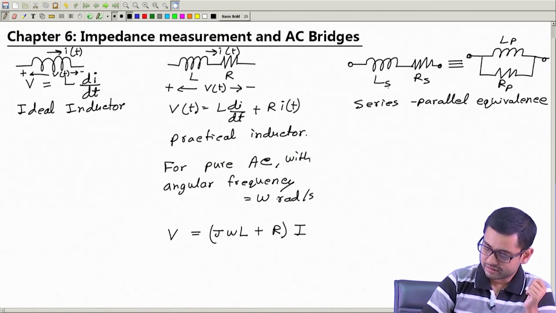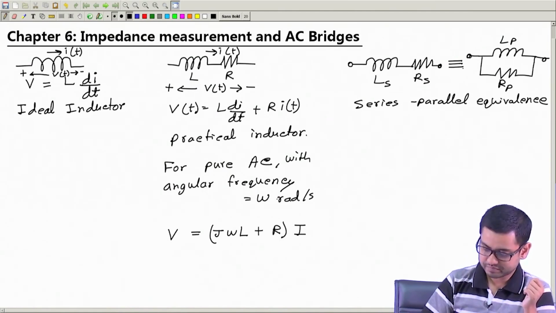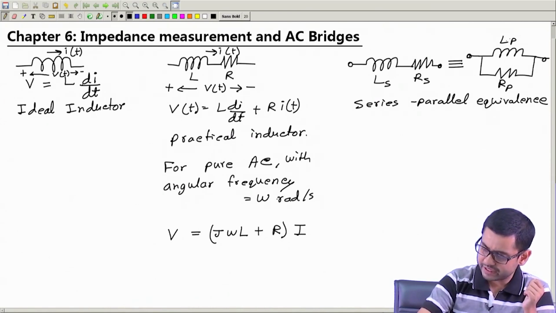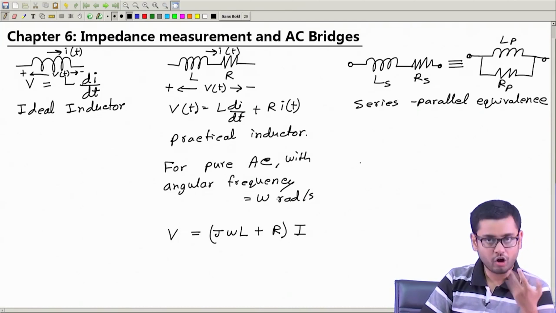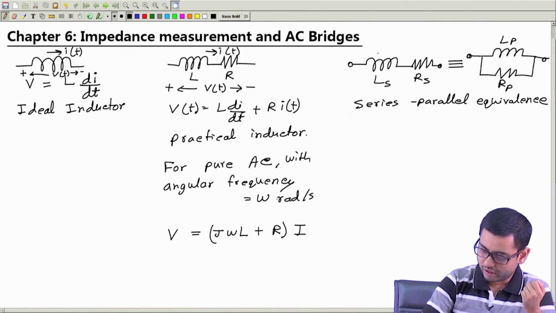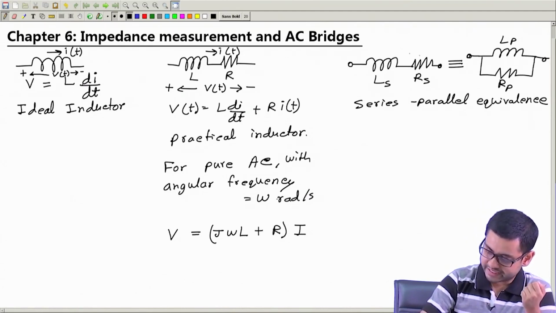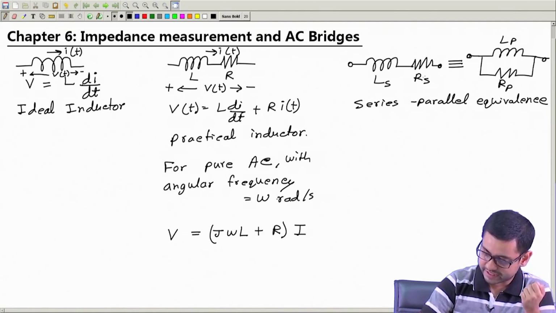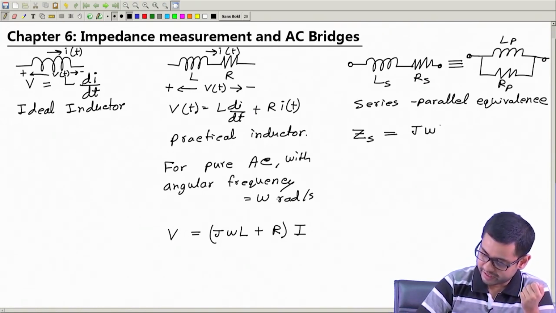for a practical inductor. Now, how can we find the value of LP and RP if LS and RS are given or vice versa? That is very easy. So, consider this LS in series with RS. So, we can write the total impedance ZS is equal to j omega LS plus RS.